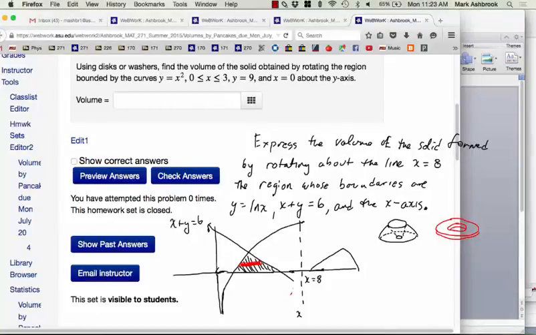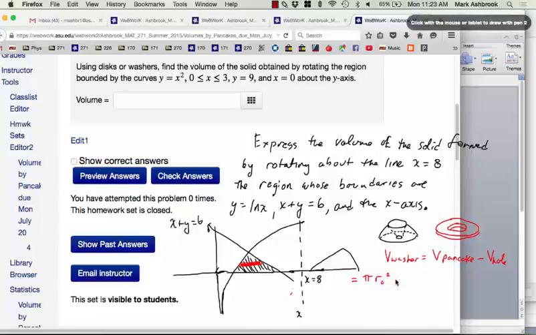There's our typical washer. And so the volume of the washer will be, again, the volume of the pancake minus the volume of the hole, which will equal pi r outer squared h minus pi r inner squared h.